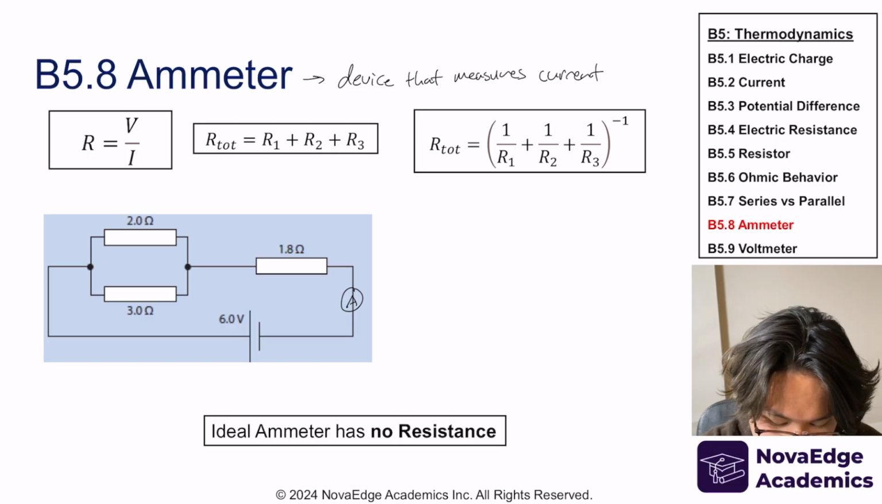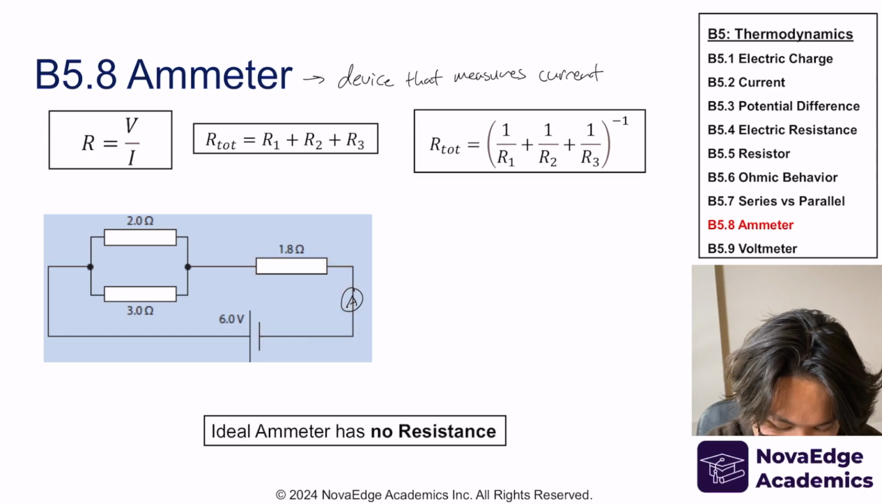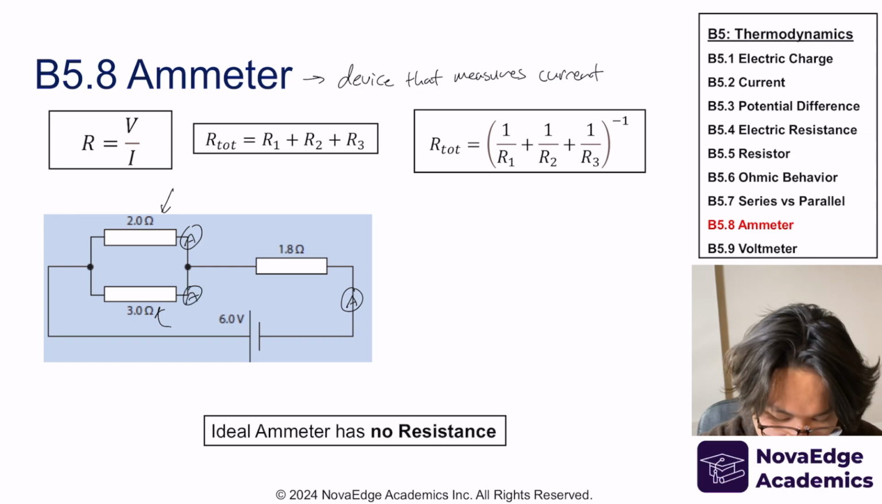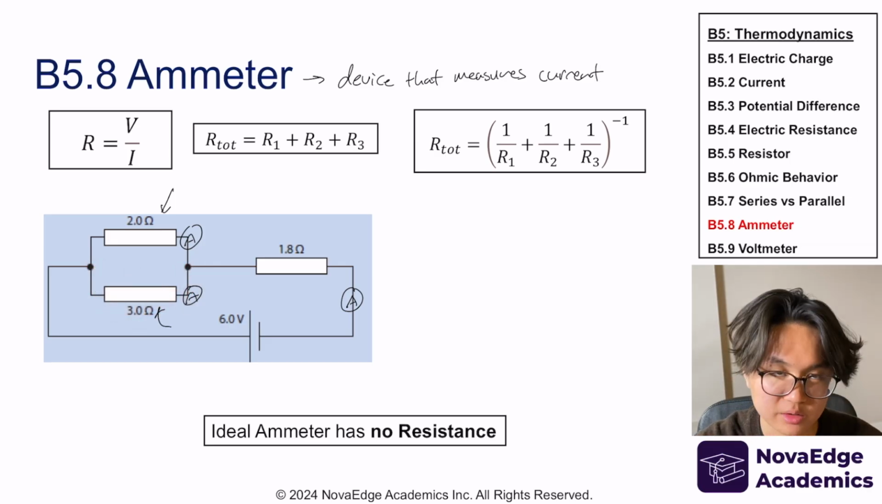So maybe I put an ammeter here. The reason why I put an ammeter here is because the current that it's going to experience here is going to be the same as it experiences here as well. So if I want to figure out the current going through here, I put it in series with it. If I want to figure out the current going through here, I put an ammeter here. And the reason why is because they're in series, so the current experienced through here and here are exactly the same. And that's how you can measure the current.